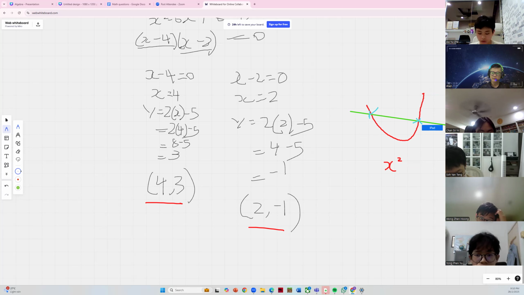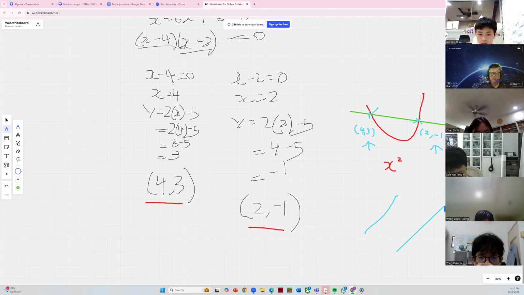So as you can see, I will put here 4, 3 and 2, negative 1. This will be the reason why in this type of question we have two points of intercept. So compared to our school one, it's just 2 lines only. We have 2 lines of intercept. So 1, 2, that's it. That is the 1 point of intercept. So just for information, why in these questions we have a 2. Okay.